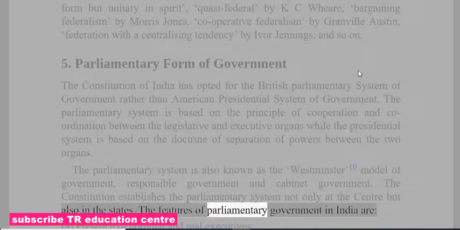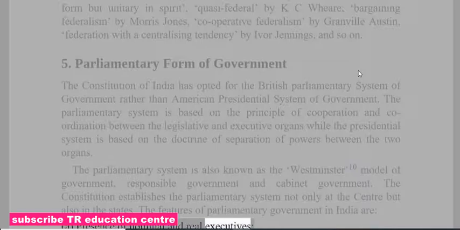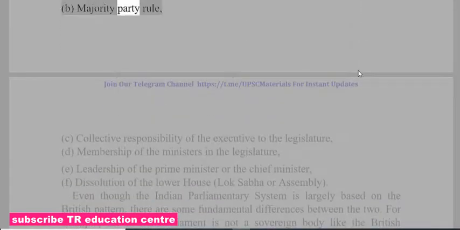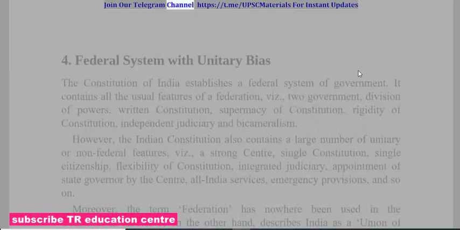The features of parliamentary government in India: A. Presence of nominal and real executives. B. Majority party rule.